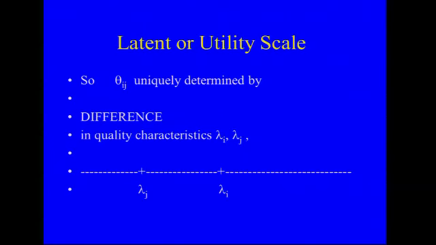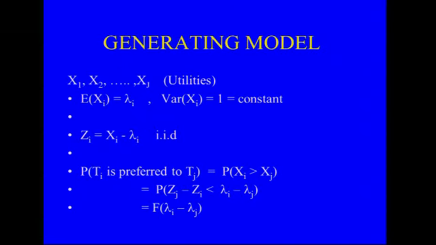The latent or utility background: these lambda parameters are placing the treatments on a linear scale, and the differences in the lambdas are differences between the treatments. A way of generating a model or thinking about it is that there are some underlying random variables x1 to xJ, expected values lambda j, constant variance. Let z be standardized differences, xi minus lambda i. Ti is preferred to Tj if, with probability, xi is larger than xj, and that comes down to a distribution function with difference argument lambda i minus lambda j.